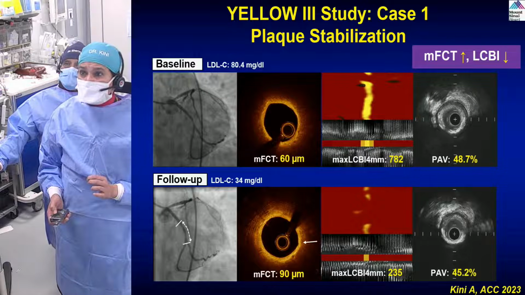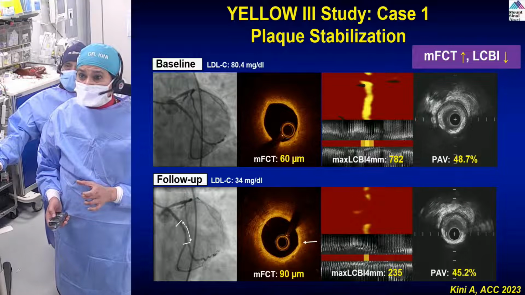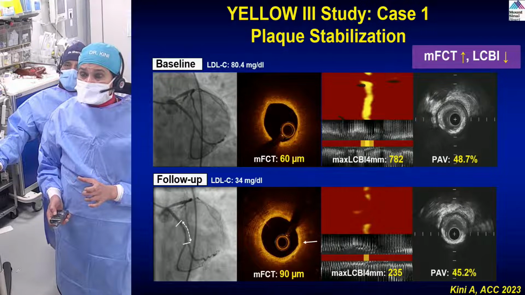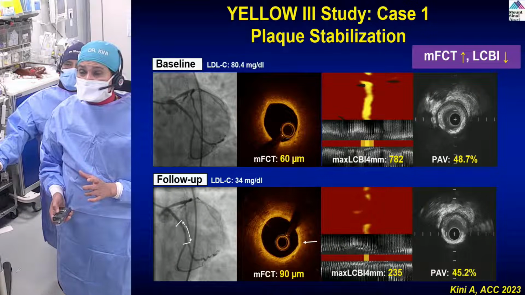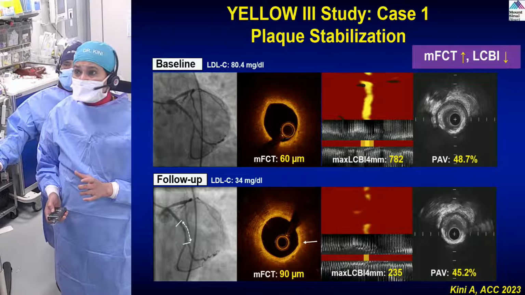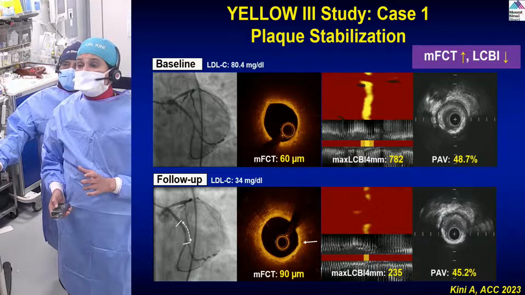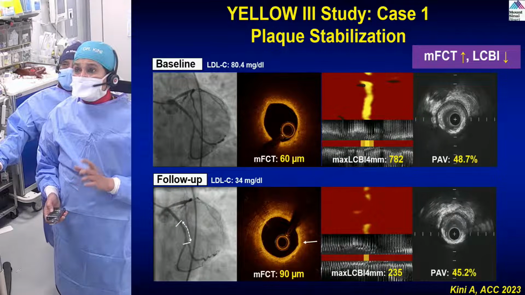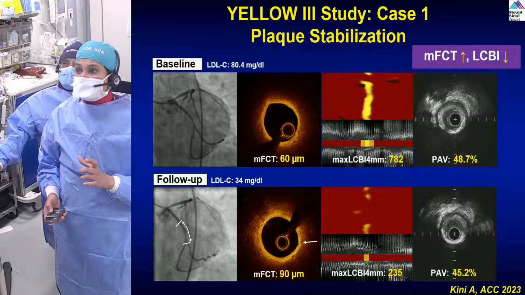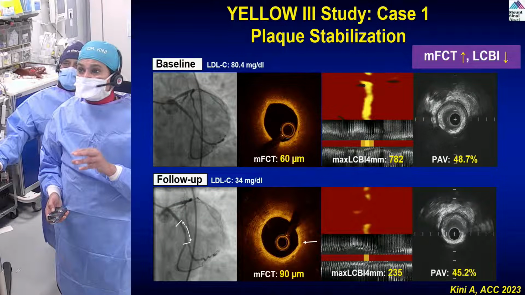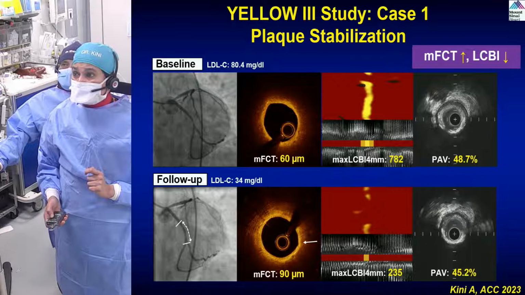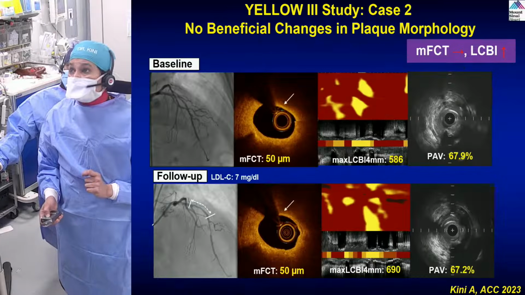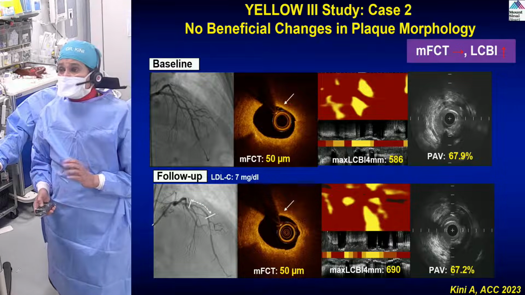LDL at baseline 80 came down to 34 at follow-up. This is the proximal circumflex lesion, which is non-obstructive on angiogram, 60 micron at baseline, 90 micron at follow-up, and LCBI 782 decreased to 235. We have been calling this the melting butter sign. You see like a nice piece of butter sitting at baseline, completely melted when they came back. And plaque volume, which was 48, decreased to 45. So we call that a responder patient.